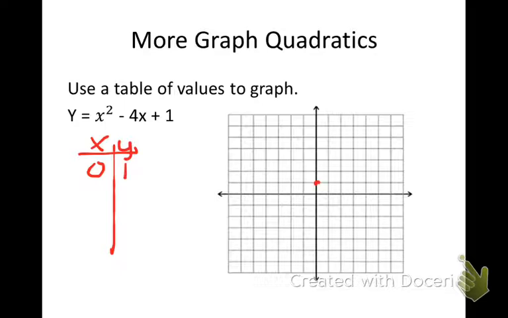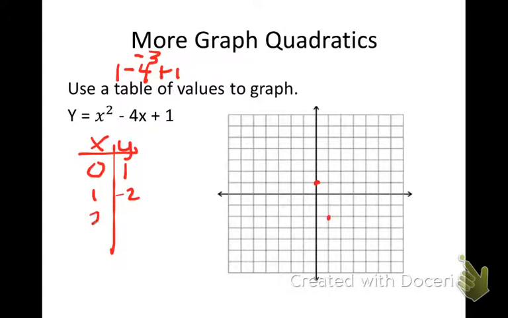So now, we do know that this one opens upward, so I need to put another point in, like let's just put a 1 in. 1 squared is 1, minus 4 plus 1, so it would be negative 3 plus 1, which gives us negative 2. So we get 1, negative 2, and now we can see that it is going downward.